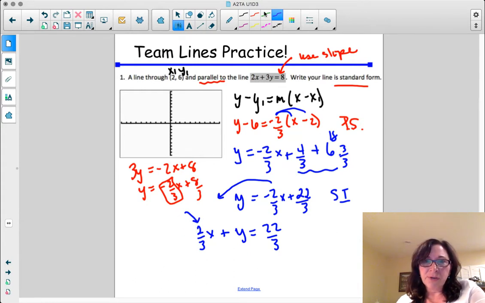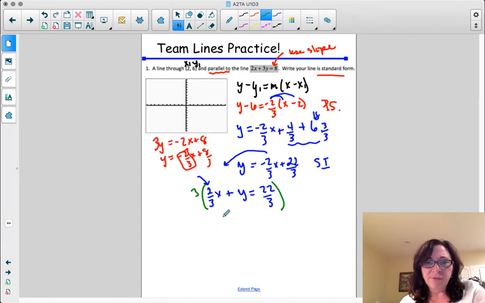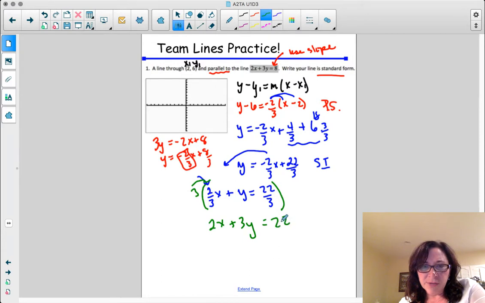So in order to get that, we're going to multiply the entire equation by 3. Because it is an equation, you do have to do the same thing to both sides. So if I multiply by 3 on the left, I do have to multiply by 3 on the right. So when I multiply by 3 here, I'm going to get 2x plus 3y is equal to 22. And now we're in standard form.